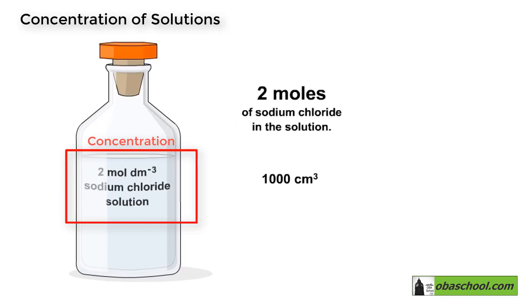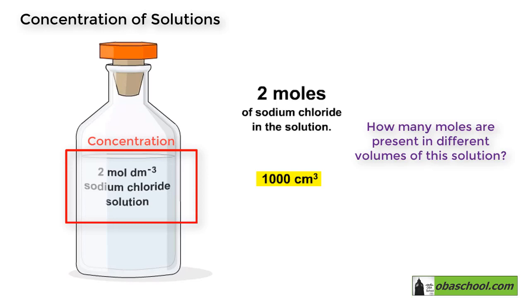This means that 1 decimeter cubed of the solution would have 2 moles of sodium chloride dissolved in it. However, laboratory experiments often require different quantities of a solution than 1 decimeter cubed, which is a liter. So we need to be able to scale down or scale up from the concentration to find out how many moles we have in the volume of a solution we actually use.